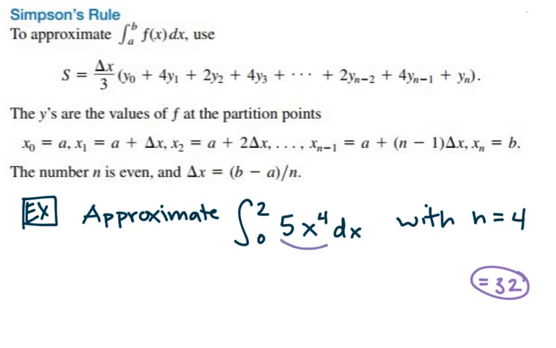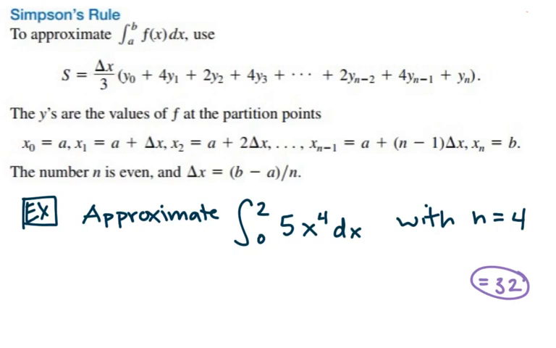But if my integrand was something very difficult to deal with, this might be a situation where I would choose to use Simpson's rule as an approximation method. And Simpson's rule can get you very, very close, especially if you increase your quantity of subintervals, right? You partition that interval out into more subintervals. And keep in mind that n value, n has to be even.